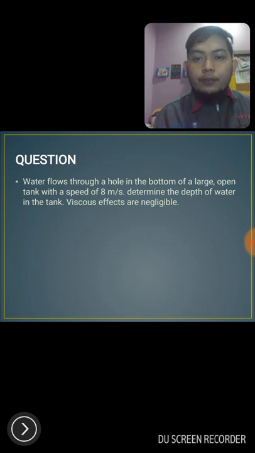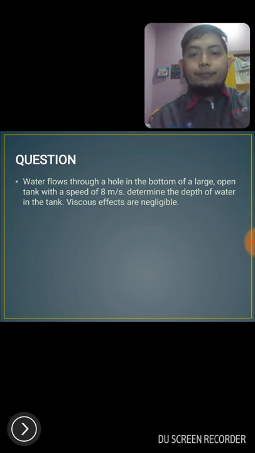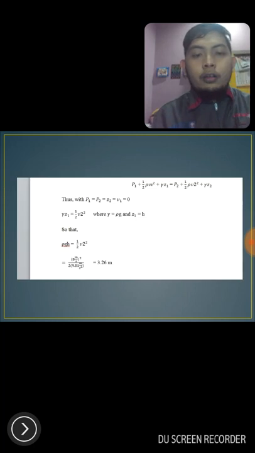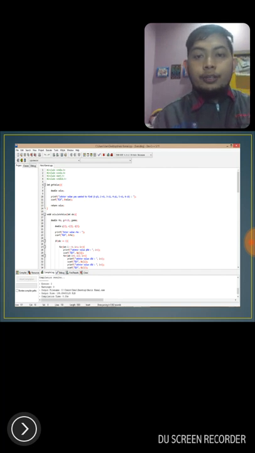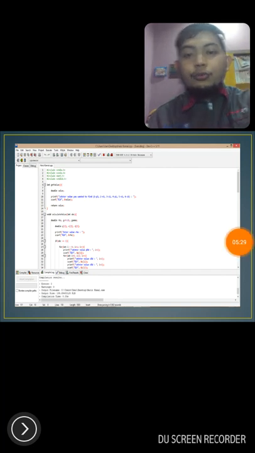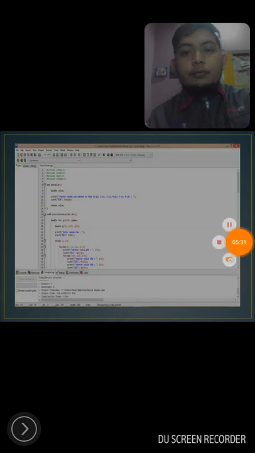Viscous effects are negligible. If you see, this is the answer and this is how we solve it. The answer we get is 3.26 meters. Now we relate it to coding.